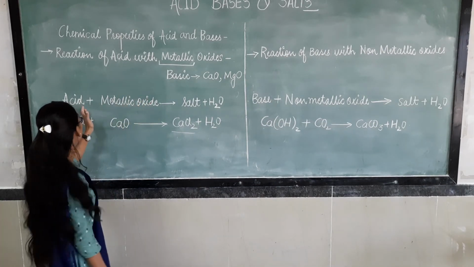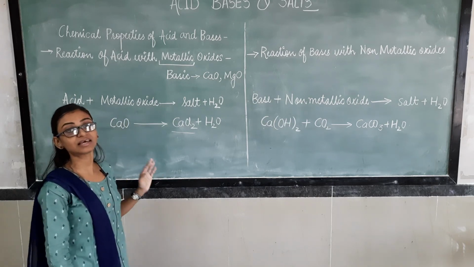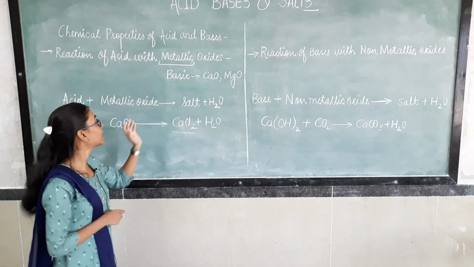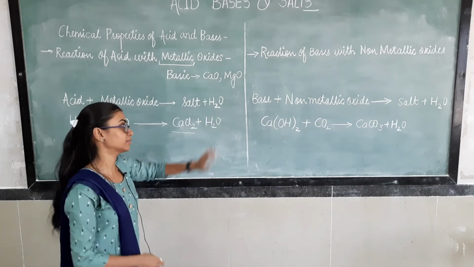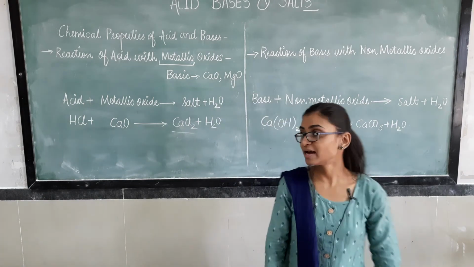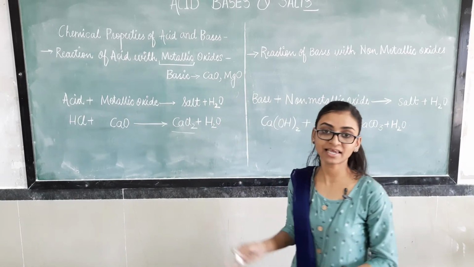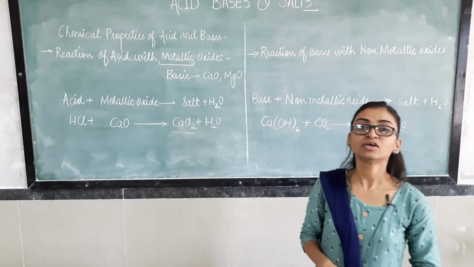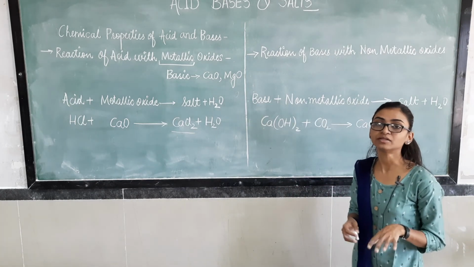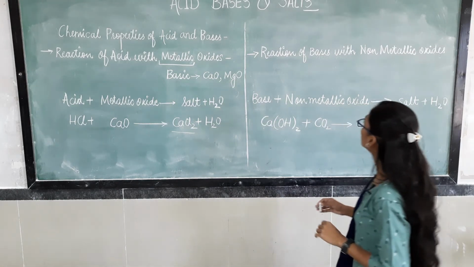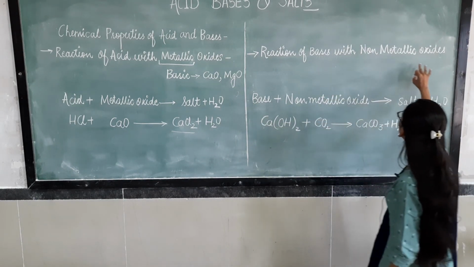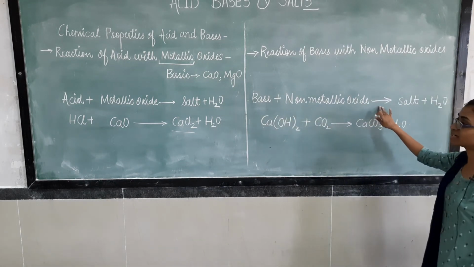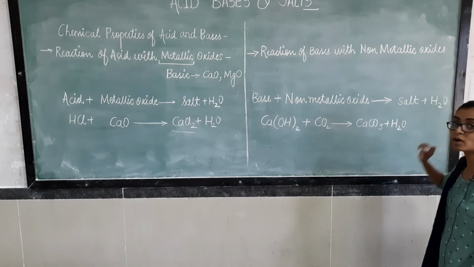That's why when acid and metallic oxide, which is basic in nature, react with each other, they are producing salt and water, right? So as metallic oxides are basic in nature, that's why base cannot react with these metallic oxides. So base will react with non-metallic oxides. So we'll see here the reactions of bases with non-metallic oxides. Base, when reacting with non-metallic oxides, also forms salt and water.